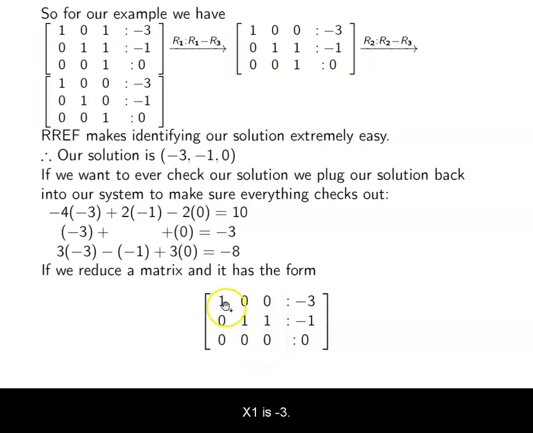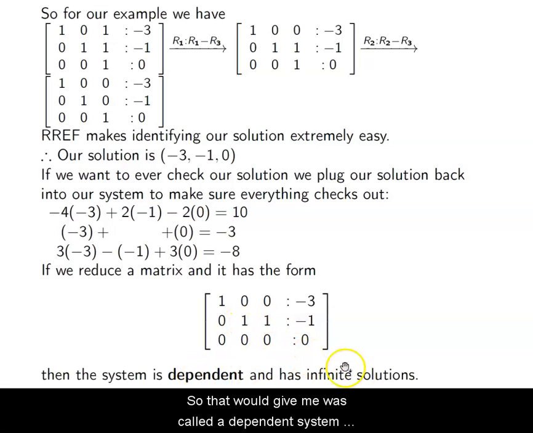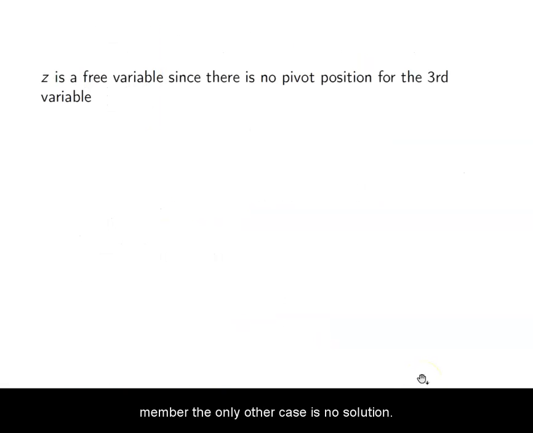Okay, x1 is -3, x2 plus any number is -1, right? Because I don't know what x2 is, I can't really figure out what x3 is in this case either. So that would give me what's called a dependent system, right? That's when we have infinite solutions. What we had here was a consistent system, or an independent system, when we had one solution. So this is one solution. If it looks like this, that's infinite solutions. And remember, the only other case is no solutions.